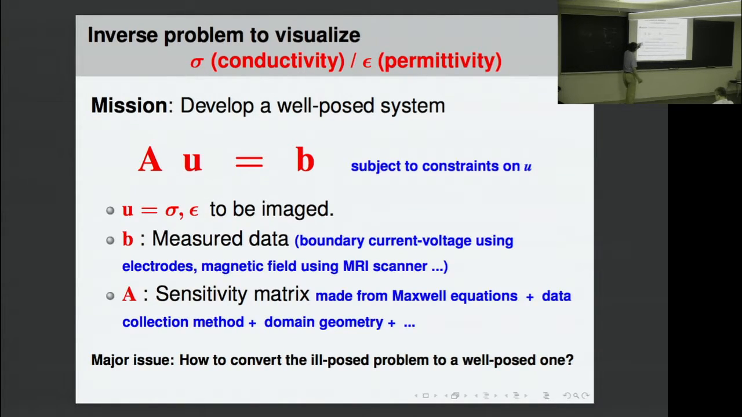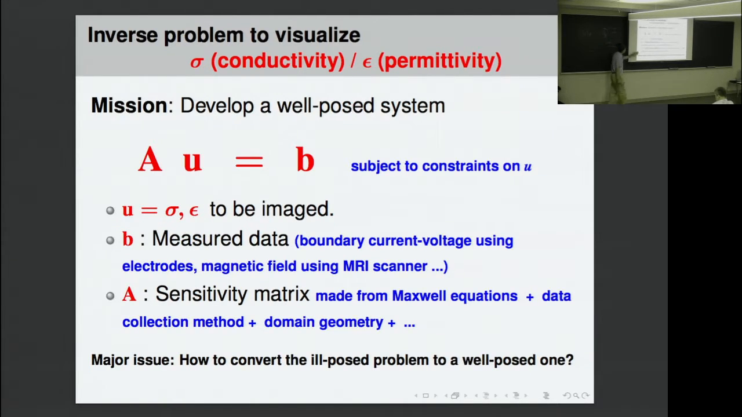Here, U is the conductivity or permittivity. B is the measured data. Measured data is the boundary current and voltage, called the Dirichlet-Neumann map, or, using the MRI scanner, the magnetic field. Here, A is the sensitivity matrix, usually called the Jacobian matrix. That is made from the Maxwell equation, the data collection system, and the domain geometry.